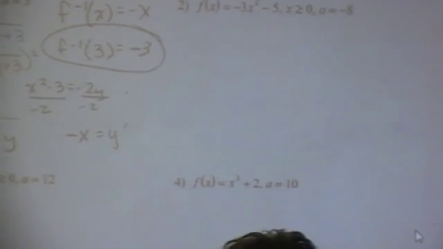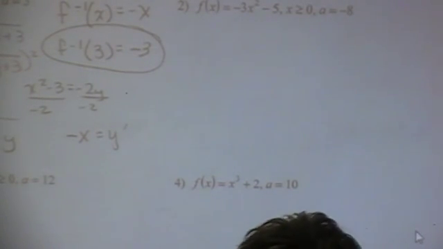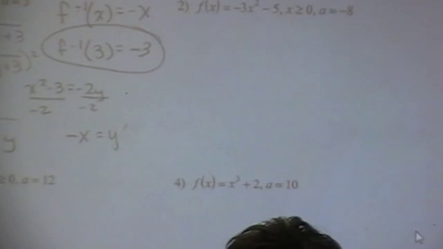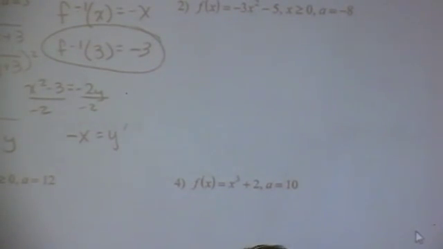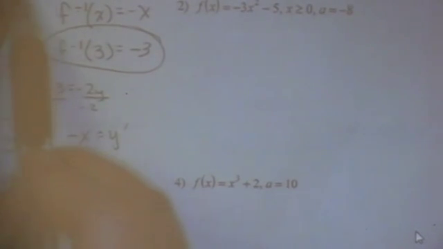The reason they use an A instead of an X is to clarify, because it isn't always X. In the original function, it's Y. Look at what the instructions tell us: find the inverse of A. So it's X in the inverse and Y in the original.